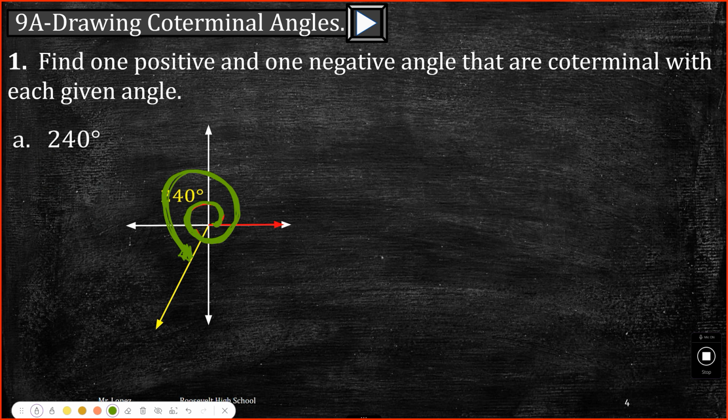What would be another way of landing here? Well, you don't have to spin it up. You can spin it down and get to here. So now, how much is this? How much is that?